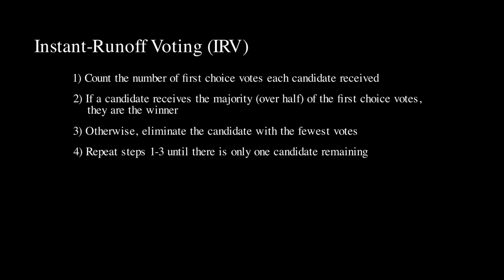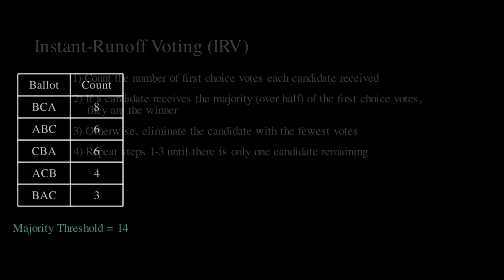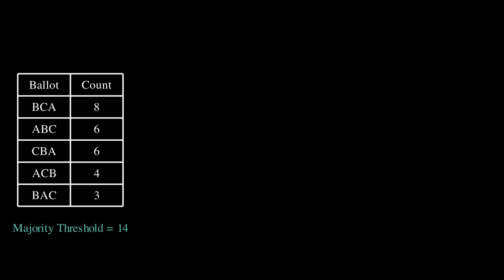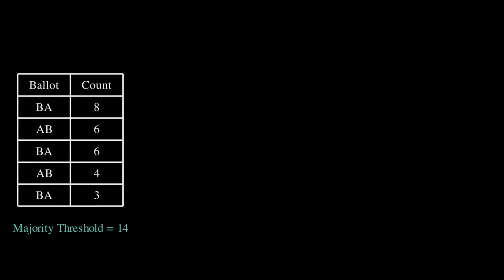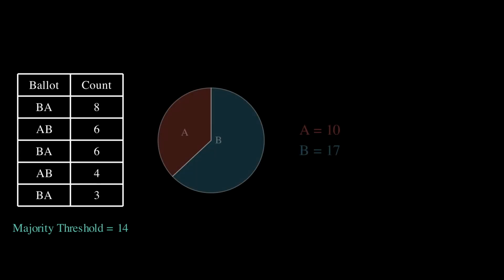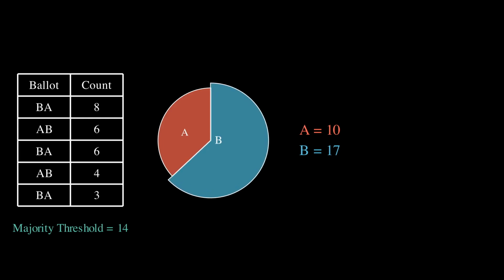We repeat these steps until either we find the candidate with the majority of first-choice votes, or until there is only one candidate left. In this election, if a candidate receives 14 or more first-choice votes, they are declared the winner. When we draw the pie chart with the first-choice votes, we see that no one got more than 14. So in this case, we will remove Charles from all of the ballots. Now we rerun these steps, and we see that Betty got more than 14 first-choice votes. So therefore, Betty is declared the winner of this election.